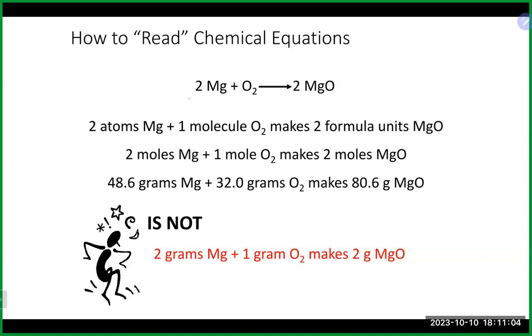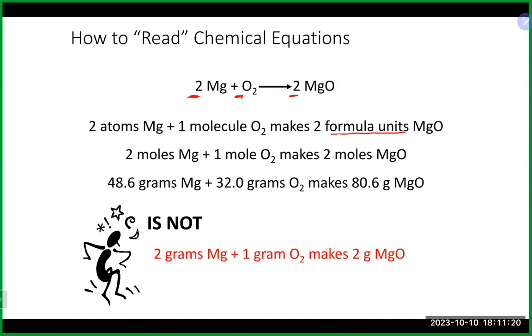But when we look at it, we can look at these coefficients in the balanced equation, and we could say that in this case, 2 atoms of magnesium react with 1 molecule of O2. It makes 2 formula units of magnesium oxide.